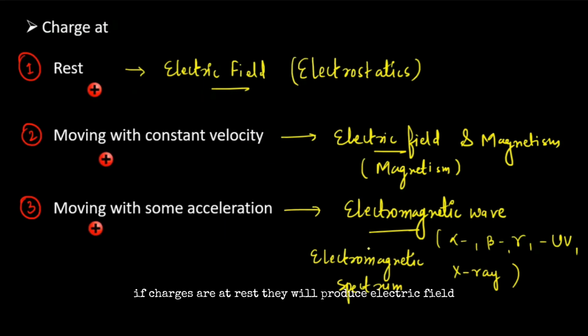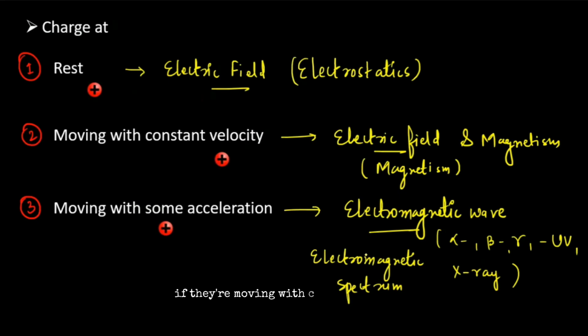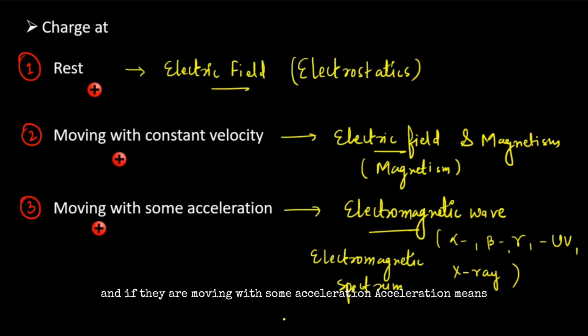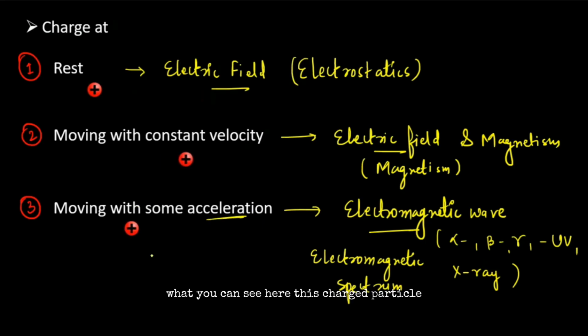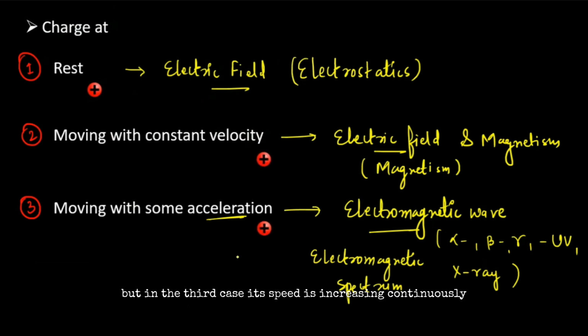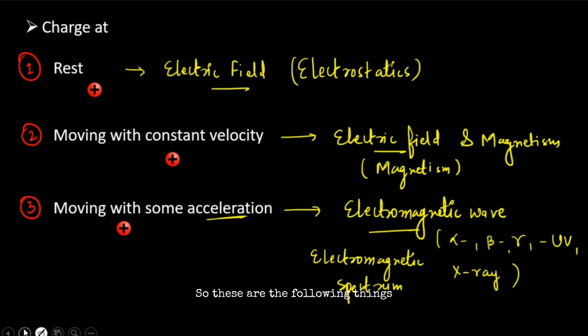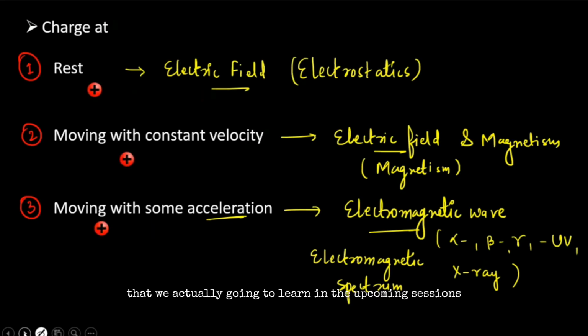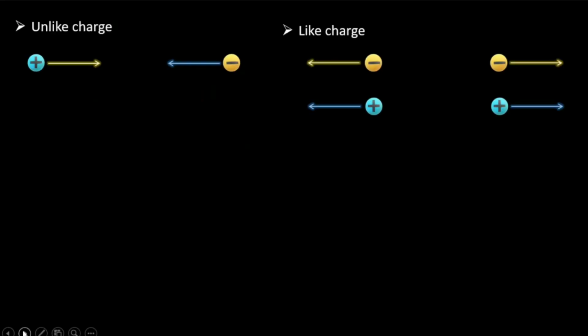If charges are at rest, they will produce electric field. If they're moving with constant velocity, they're going to produce electric field as well as magnetic field. And if they are moving with some acceleration, acceleration means what? You can see here, this charged particle is actually moving with increasing speed. Whereas this charged particle in the second case is moving with a constant speed, its velocity is constant. But in the third case, its speed is increasing continuously. So that is something we call accelerated motion. So these are the things that we are going to learn in the upcoming sessions.